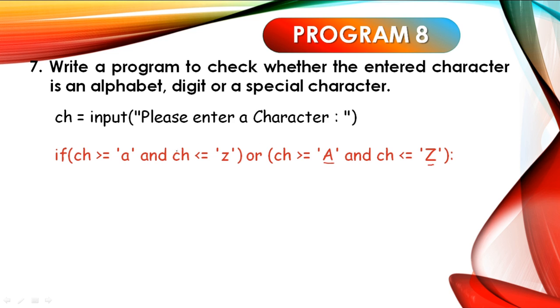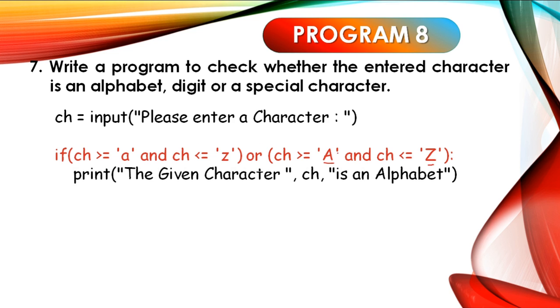Here we are checking whether it is a capital character, and if the condition is true, then we can display the output as the given character ch is an alphabet. Here the print function is accepting three parameters, the given character, then after that the variable ch. So the value of that ch will be displayed, here is an alphabet.